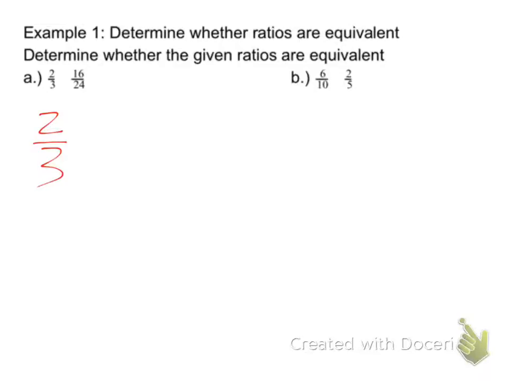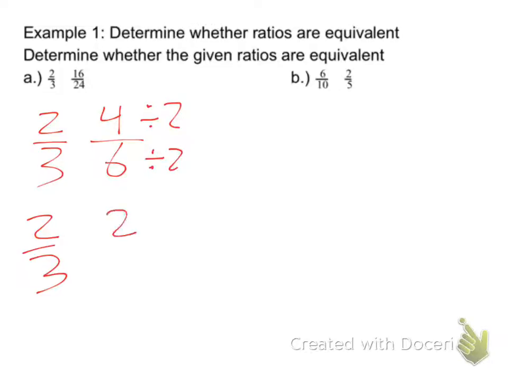But 16 over 24, those are both divisible by what? 4. Okay, so let's do 4. 16 divided by 4 is 4, and 24 divided by 4 is 6. Wait a minute, 4 over 6 can also be reduced, though. You can divide the top and bottom by 2. If I divide the top by 2 and the bottom by 2, I'll have 2 over 3. Are these equal? Yes. So therefore, the question asks, are they equivalent? Yes. Sorry, maybe I should go up here and show that I am dividing by 4 first. What I do to the top, I do to the bottom.